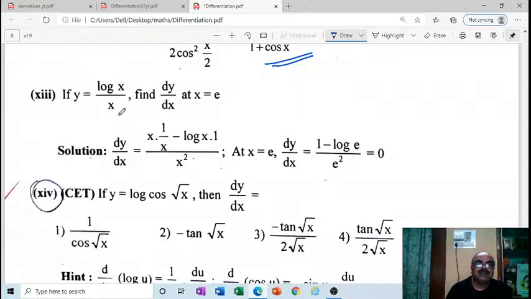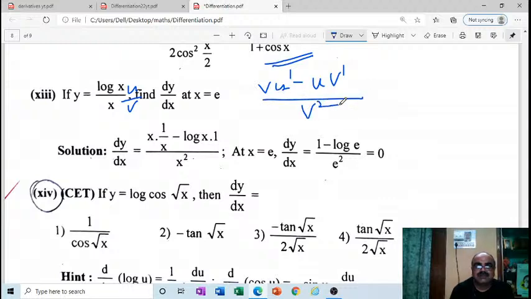If y equals log x by x, what is dy by dx? Friends, we have to understand this is u by v, quotient rule. And what is quotient rule? V into u dash minus u into v dash by v square. What is v? x. Into u dash, which is log x differentiation, 1 by x. Minus is here. Then u is log x, differentiation of x is 1, divided by x square. X cancels. It is 1 minus log x by x square.